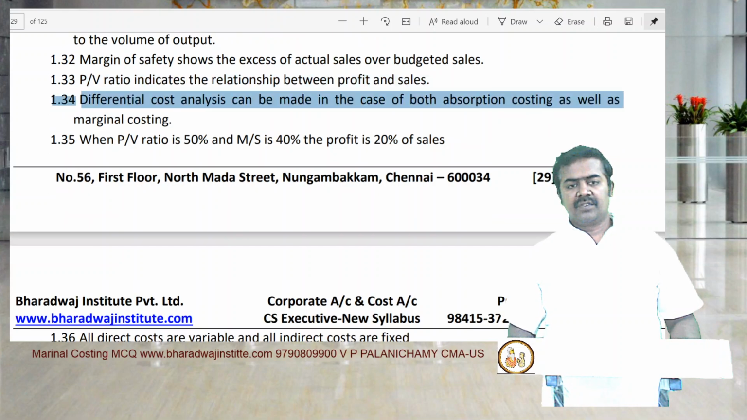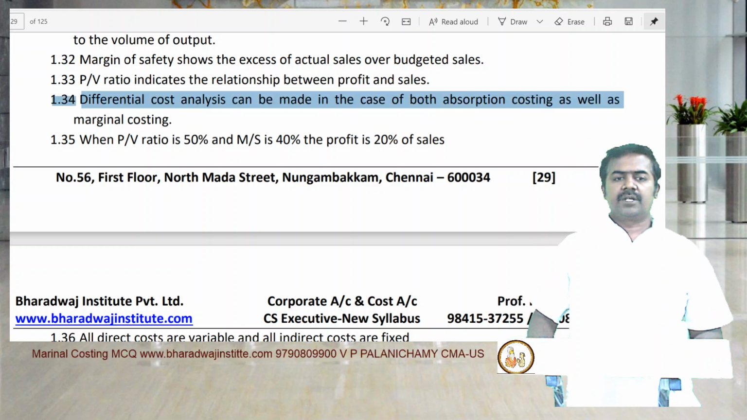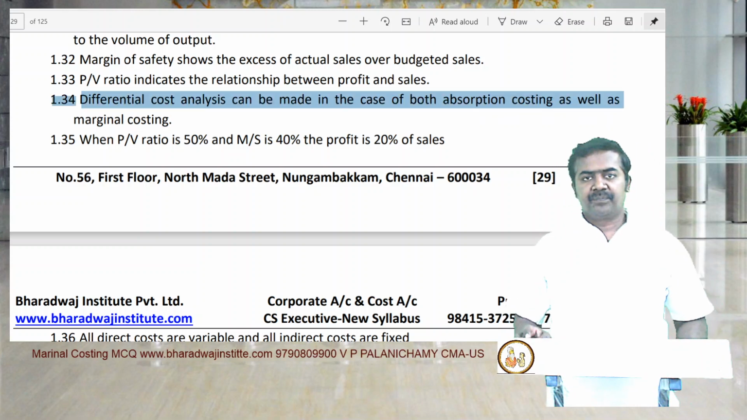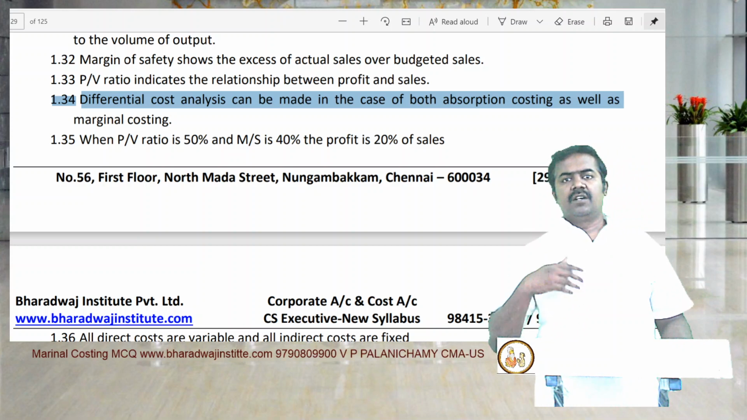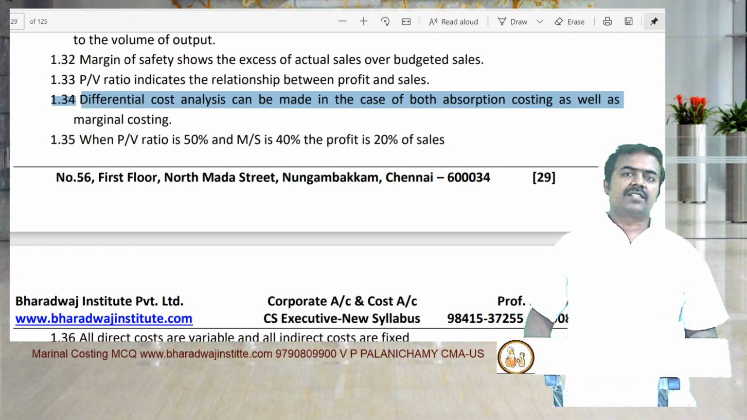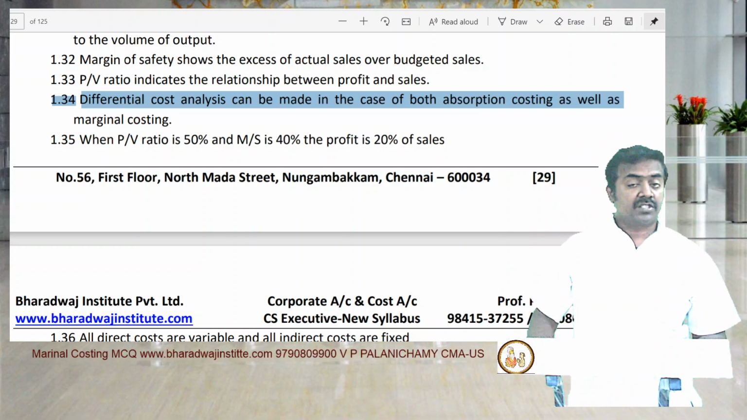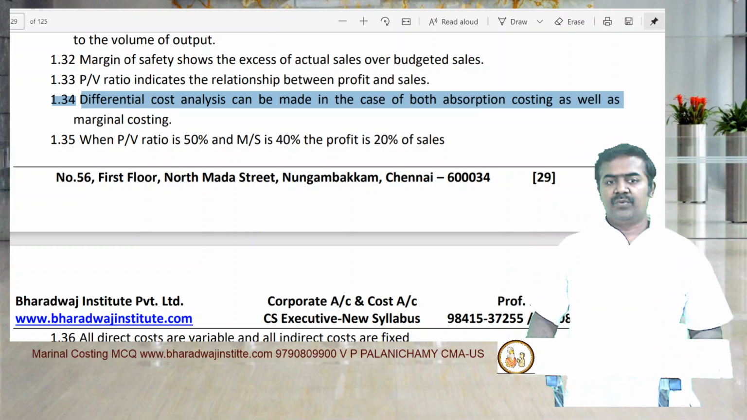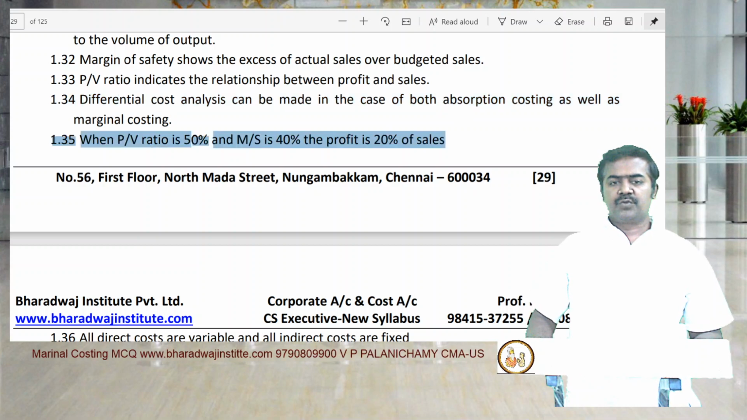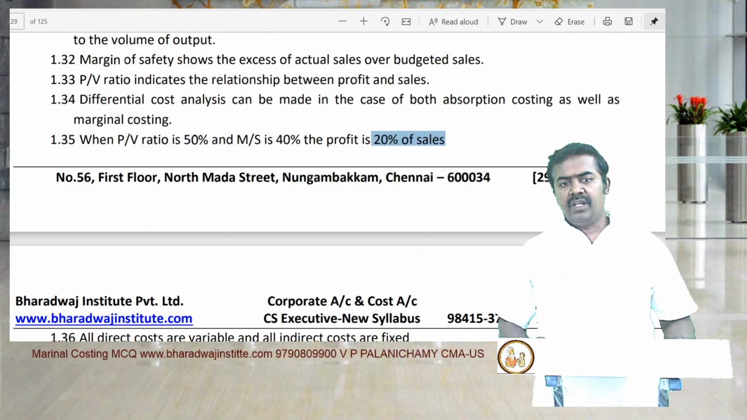False. Differential or cost analysis can be made in case of both absorption costing as well as marginal costing. No. Differential cost analysis means what cost changes with output, what cost is remaining constant. We make such analysis only in marginal costing, not in absorption costing. False. When PV ratio is 50%, margin of safety is 40%. 50 into 40% will give us 20%.